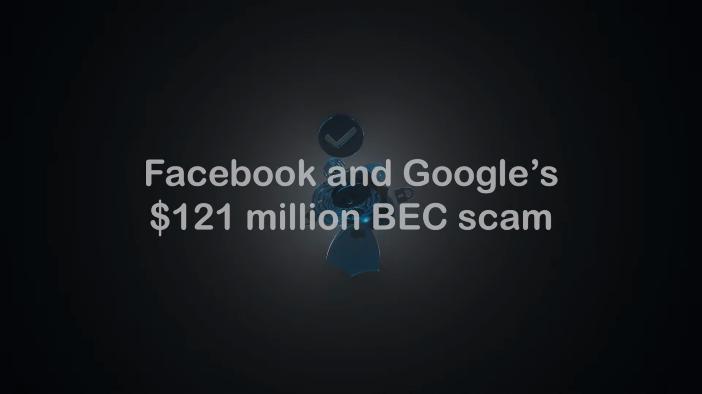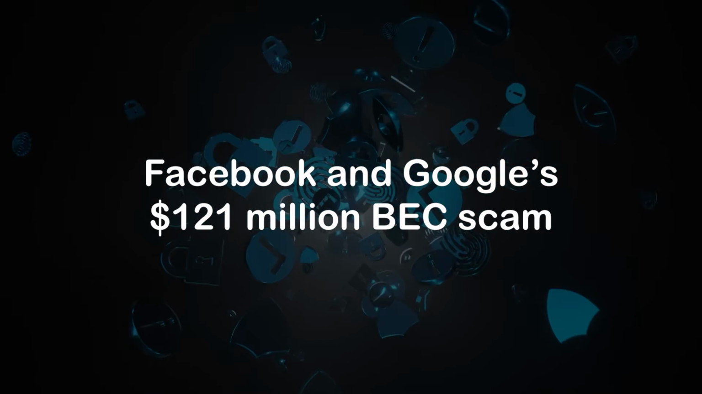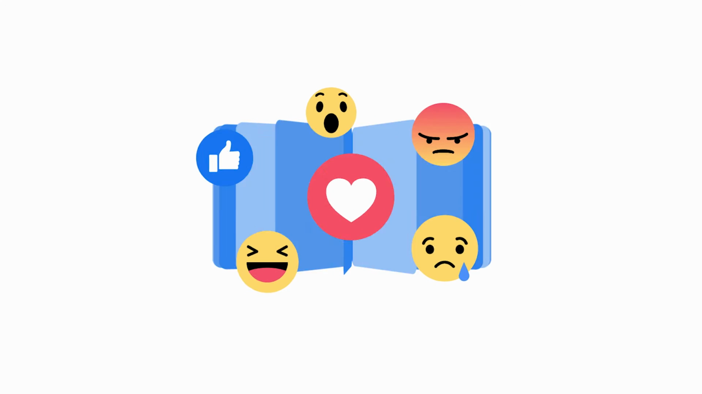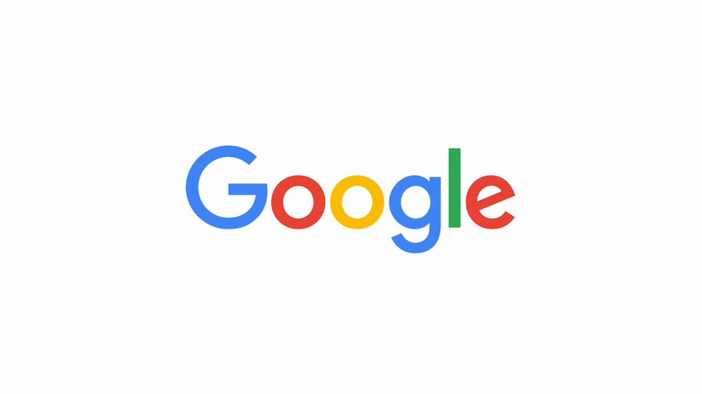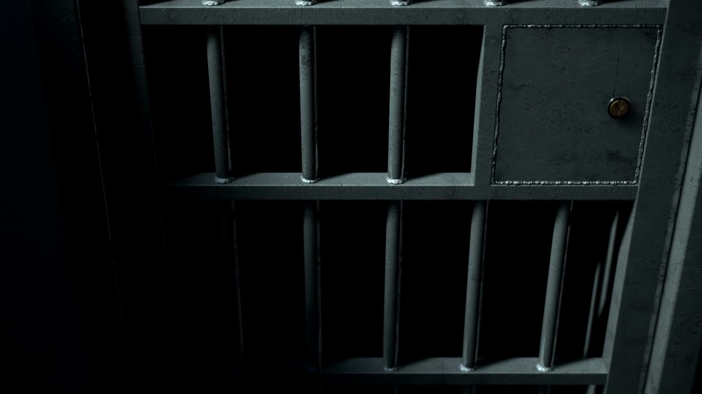Let's look at a real-life example. Facebook and Google's $121 million BEC scam. Considered to be one of the biggest BEC scams to date, this elaborate BEC attack resulted in $121 million in collective losses for both tech giants. The attack occurred between 2013 and 2015, and its perpetrator Evaldis Rimasauskas was sentenced to 5 years in prison.